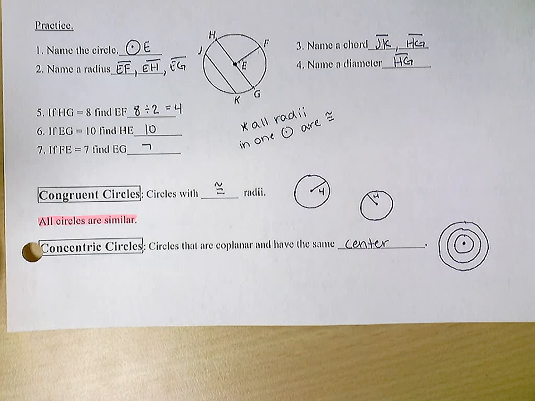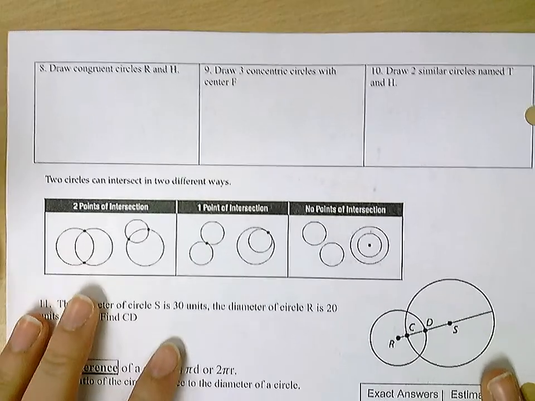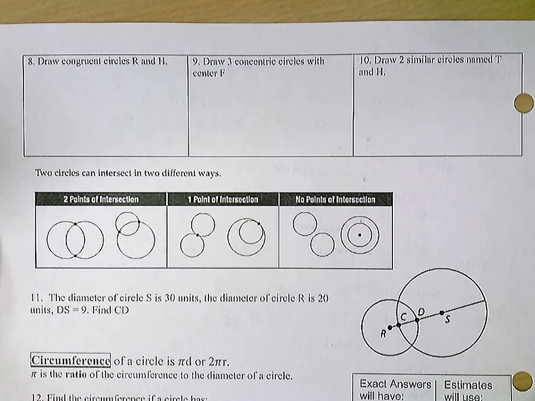Relax. Any questions on the front of our note sheet here? Some of the vocabulary. All right, then if you go to the back, at the very top, what I want you to do for 8, 9, and 10 is draw what it's describing. For number 8, draw congruent circles R and H. Number 9, draw 3 concentric circles with center F. And number 10, draw 2 similar circles named T and H. So I want you guys to draw those out for me in your groups.